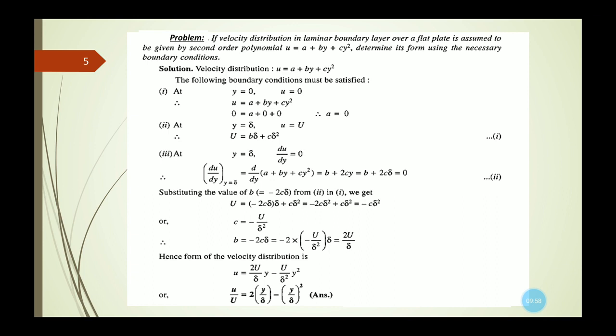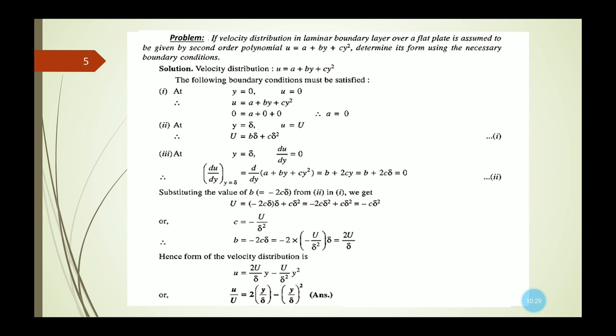If we put this relation of b and c in equation number 1, then we get the value of capital U, the free stream velocity, as minus c delta square. So the value of c in terms of free stream velocity is minus capital U by delta square. If c is minus U by delta square, that means b equals minus 2c delta, which is 2U by delta.